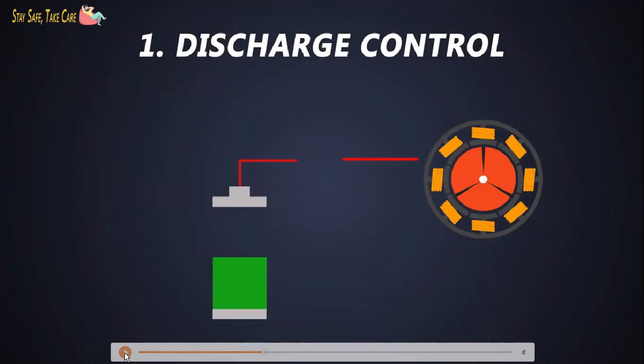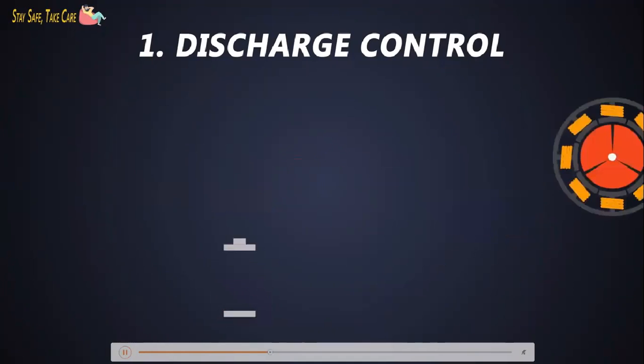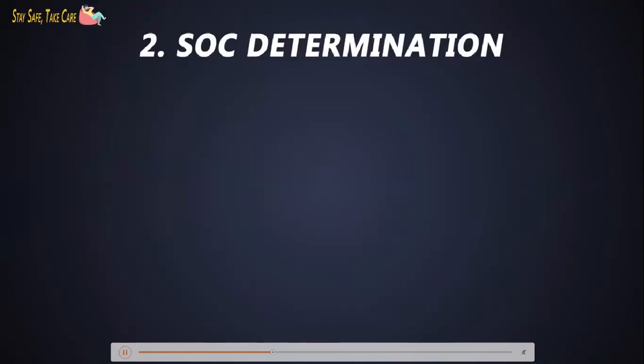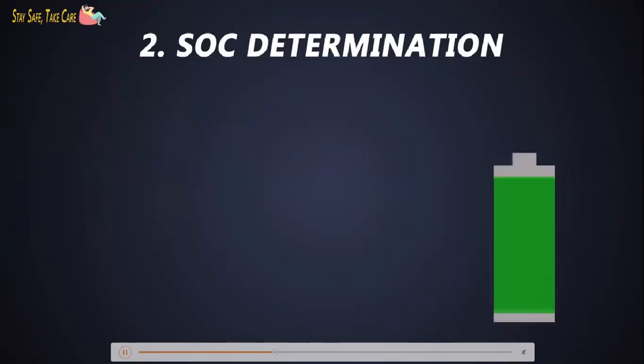Here first comes the discharge control. Keeping the battery healthy starts with discharge control. The primary goal of a BMS is to keep the battery away from operating outside of its safety zone. The BMS must protect the battery during discharge. And the second one is the SOC determination.